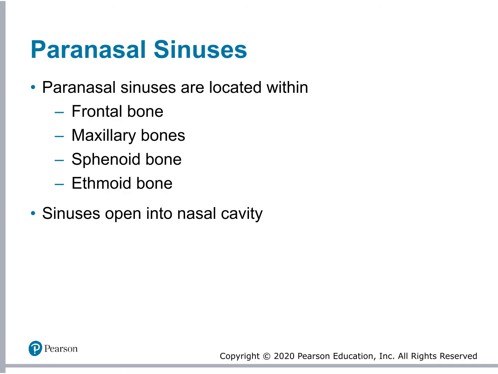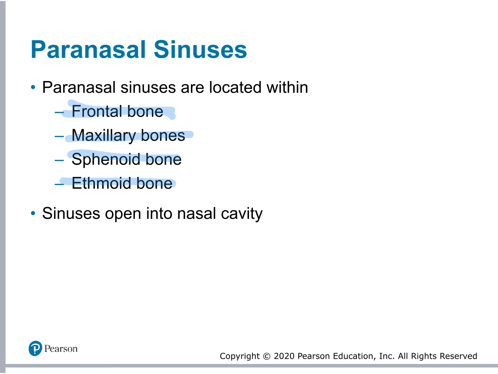All right, the paranasal sinuses we mentioned earlier help lighten the weight of your head, plus also provide a resonating chamber for your voice. The paranasal sinuses are located in those bones that surround your nose, like the frontal bone, the maxillary bone, the sphenoid bone, and the ethmoid bone. All of them contain sinuses, and they are part of your paranasal sinuses. And the sinuses do open into the nasal cavity.